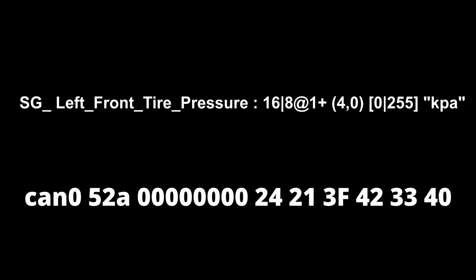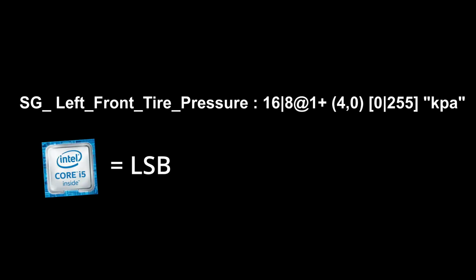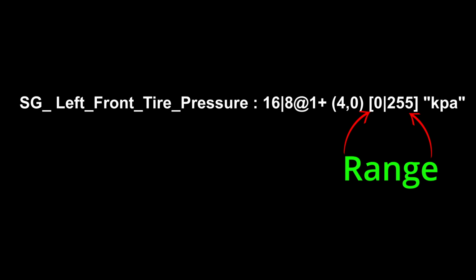If you want to know how this all comes together, well, using our example, 16 is telling us to take the third byte. In this case, it's going to be 3F. @1 plus lets us know that it's going to be a least significant bit that is unsigned. We then multiply our decimal form of 3F, which is 63, by 4, giving us 252, which is inside of our range, with our unit of measurement being kPa.